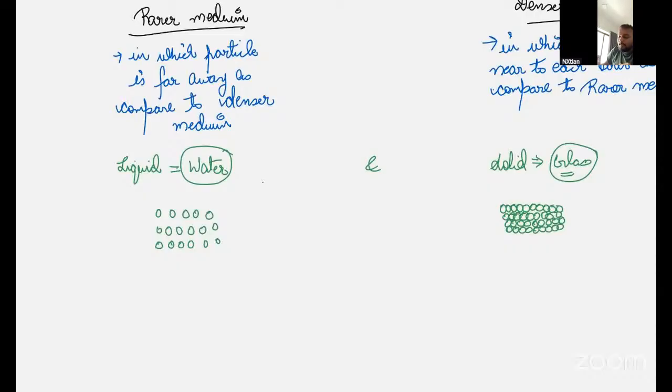So obviously the light can easily pass through this, but from this, the speed of light will decrease. Decreases when the medium changes. Got it? Yes, sir.